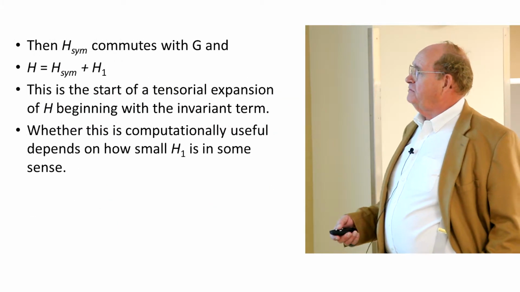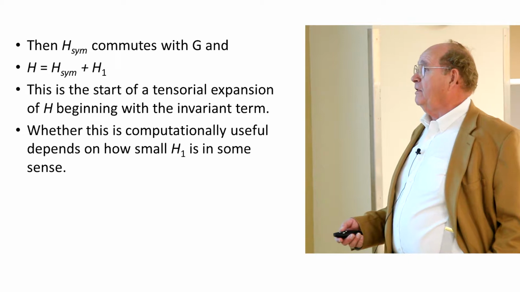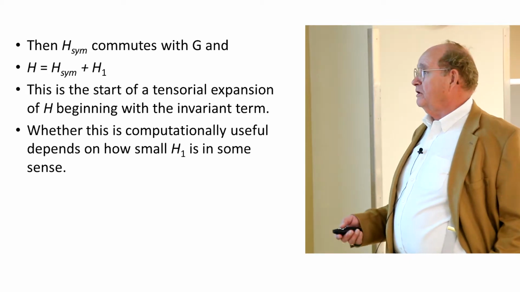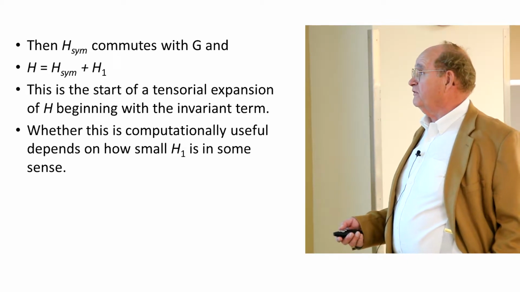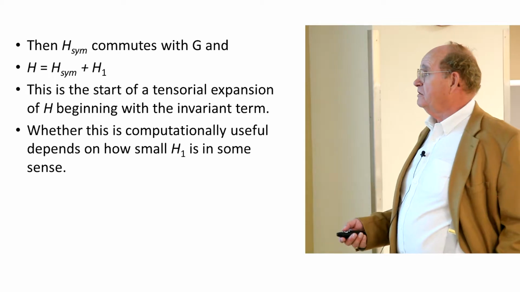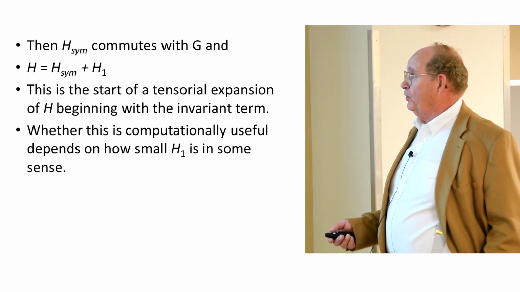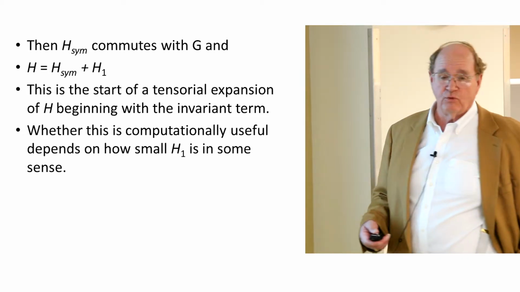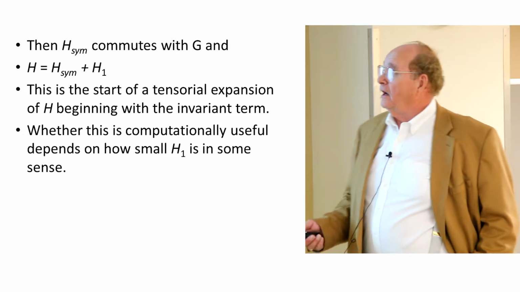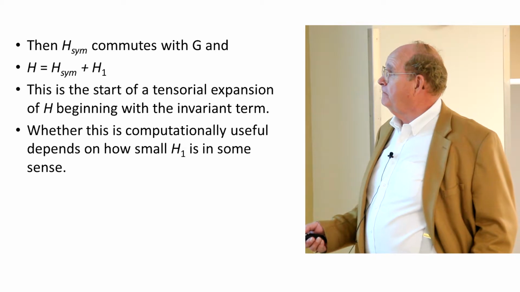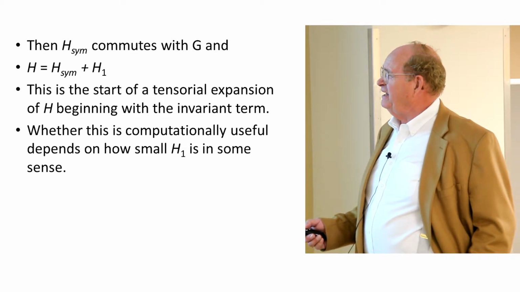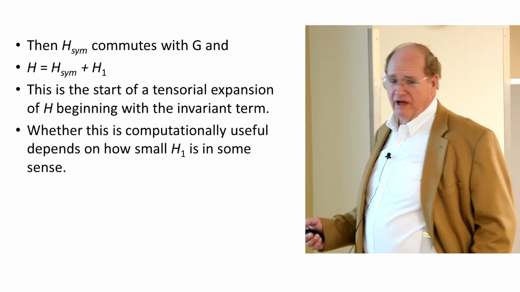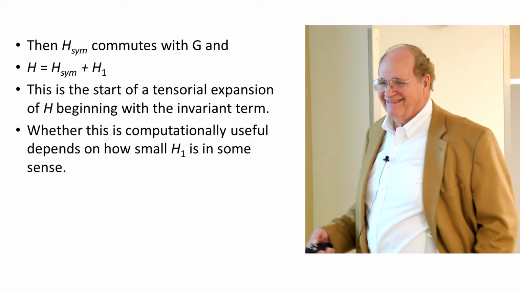Well, then H symmetric commutes with G, and the total original Hamiltonian is the sum of the two, and this is the start of a tensorial expansion of H, beginning with an invariant term. Now, whether this is computationally useful depends on how small H1 is to some extent. There's another way to get here, and I'm working on a paper, but that's another story. It's not done yet.